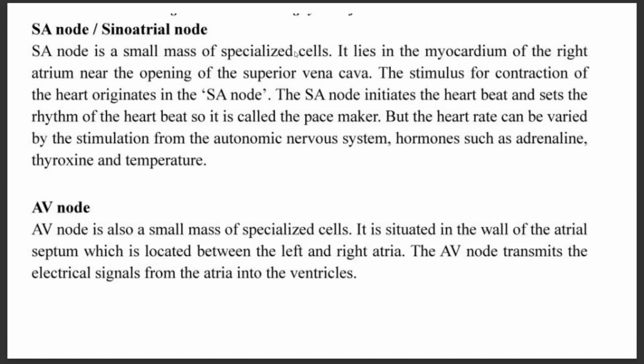Right? In the exam, they can ask why the SA node is called the pacemaker. Because the SA node initiates the heartbeat and sets the rhythm of the heartbeat.